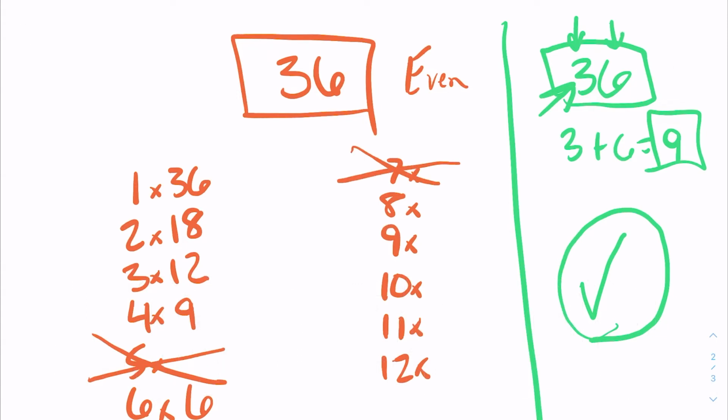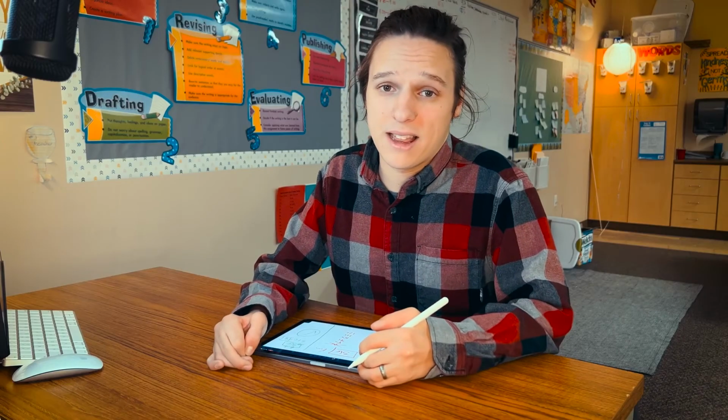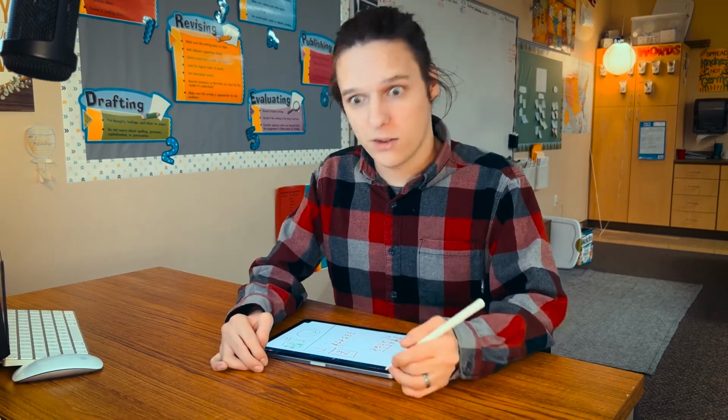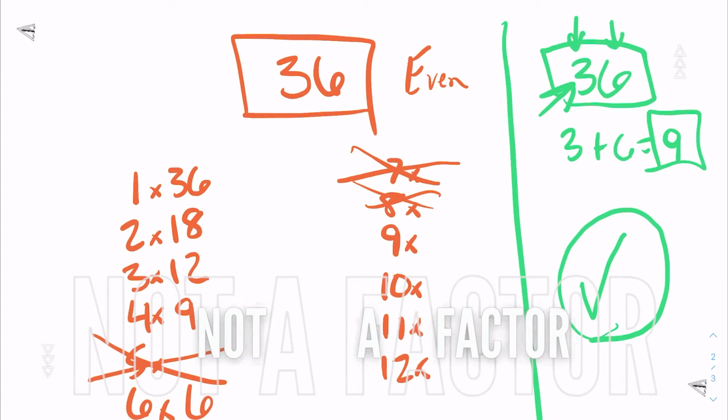Okay, next, 8. I know 8 can go into 40. And that tells me that 32 would have been the one right before it because 40 minus 8 is 32. So 8, not a factor, skipped right over it.